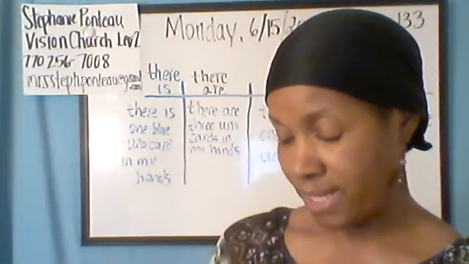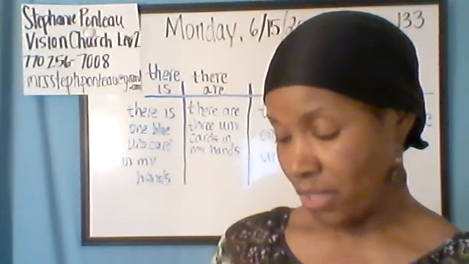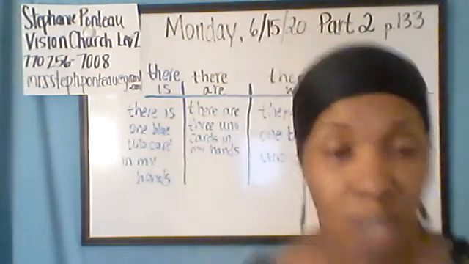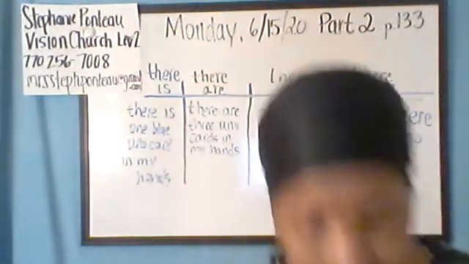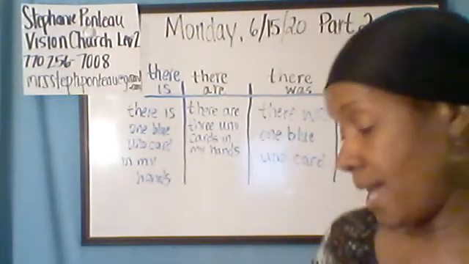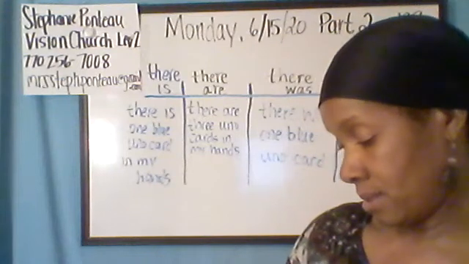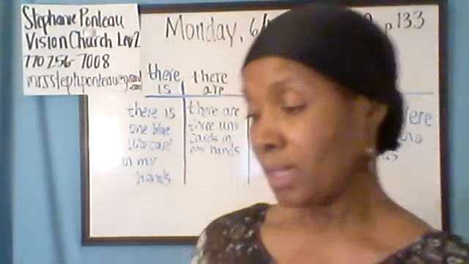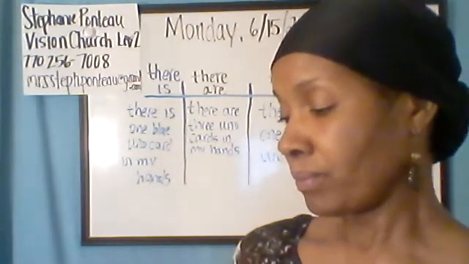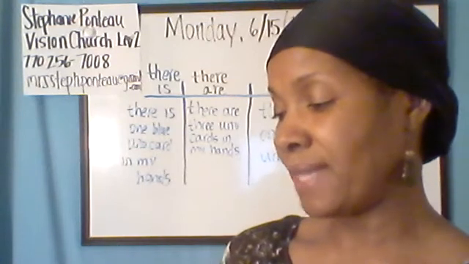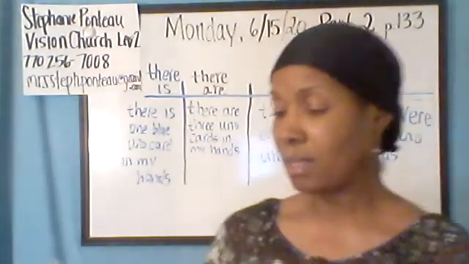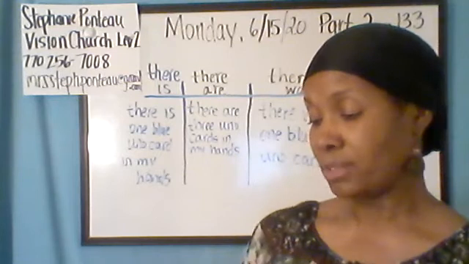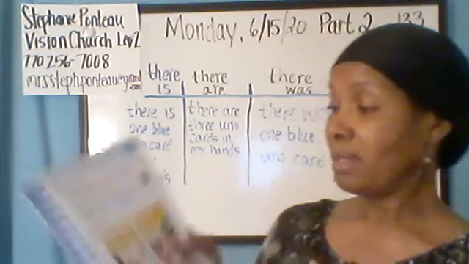So you're going to use there is, there are in the present, and you're going to use there was, there were in the past, okay? Just like we did in the example with the Uno cards. All right, so let's look at the sentences over here. Exercise 2. Use there is, there are to say that something exists in the present time. Use there was, there were to say that something existed in the past. All right, so the present and past.